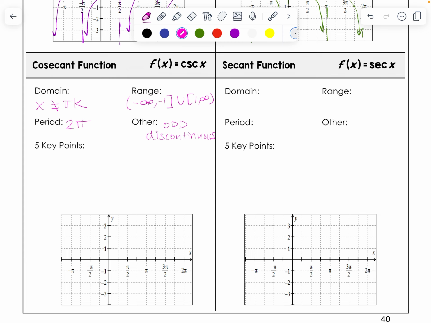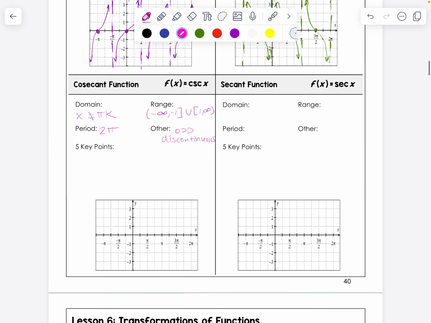And I'm going to have you guys sketch these together with me the next time we see each other, because they're a little bit confusing. So I'm going to sketch these together in class. I'll see you next time.